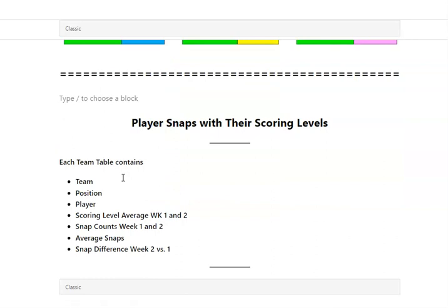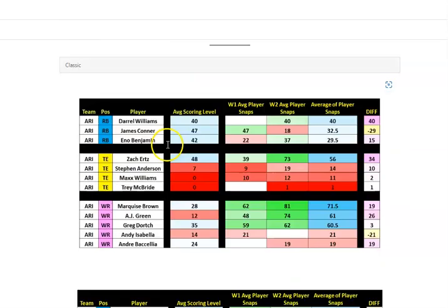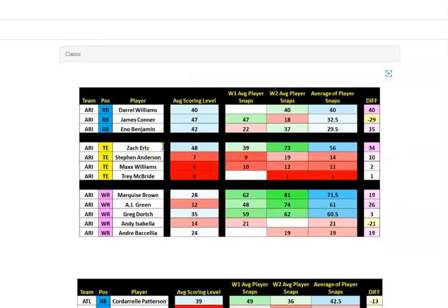Okay, now we start bottom up, looking at player snaps, and I look at team, position, player, their PPR scoring level, average week 1 and 2. So that's on a scale of 0 to 100. Nobody's going to be perfect, so close to 50 is great. 60 is spectacular. Snap counts, average snaps, and differences. I'm not going to go through all these teams because my voice is not going to hold out.